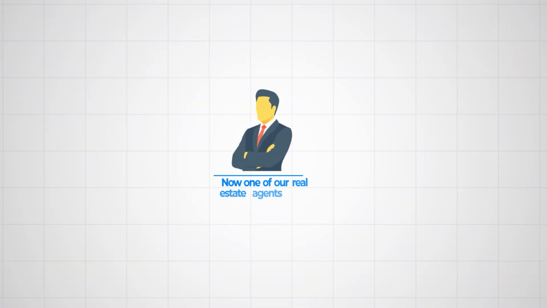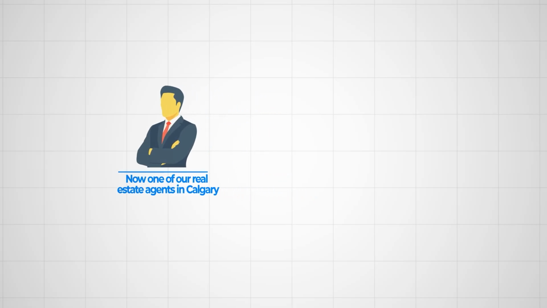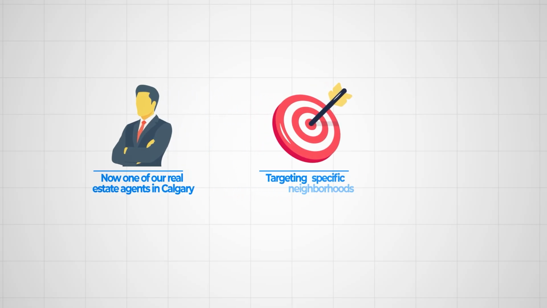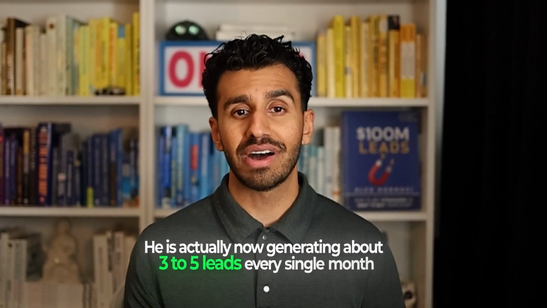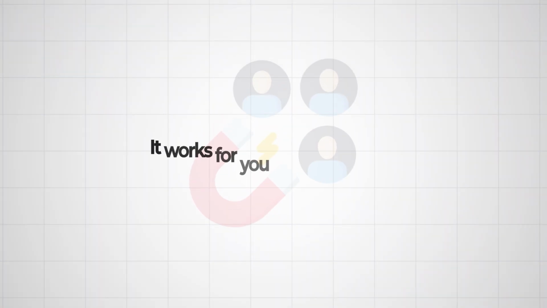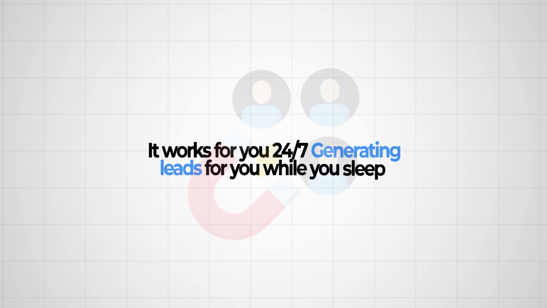And the blog content is written to be AI search friendly, so it optimizes for ChatGPT, Gemini, and other LLM searches. Now, one of my real estate agents in Calgary actually did this exact process, targeting specific neighborhoods with blogs written with AI. Within 90 days, he was generating about 3 to 5 leads every single month. And within 6 months, he was getting 10 plus organic leads every single month from people finding him through AI search results. And the best part is, once it's set up, it works for you 24/7, generating leads for you while you sleep.